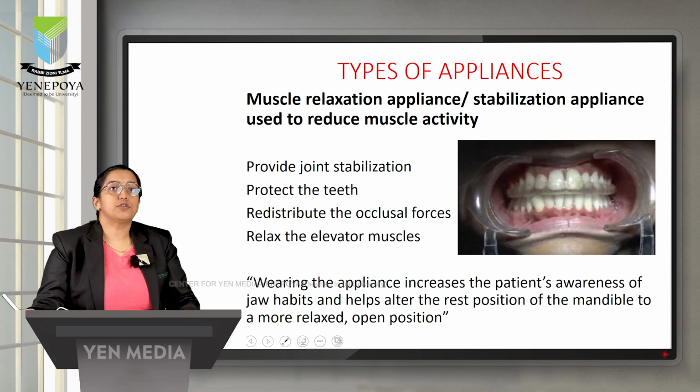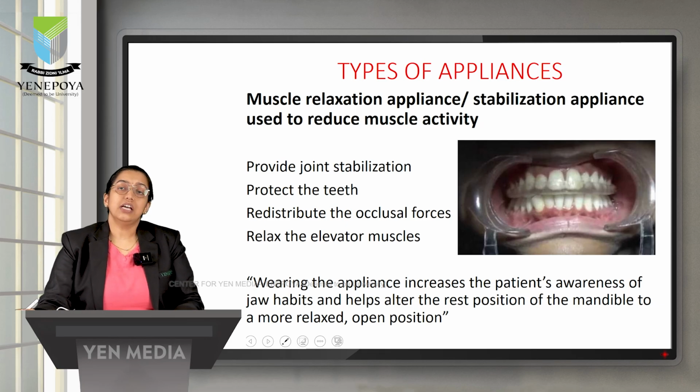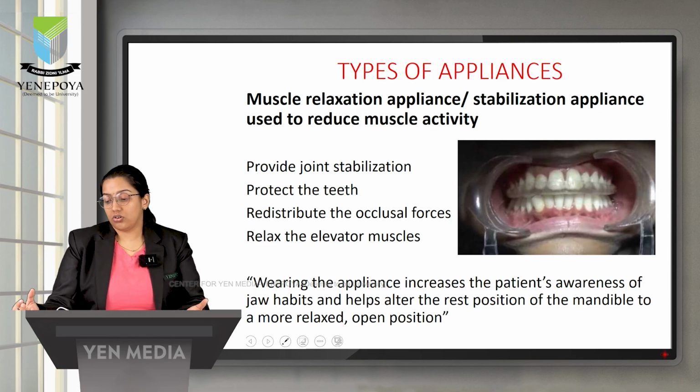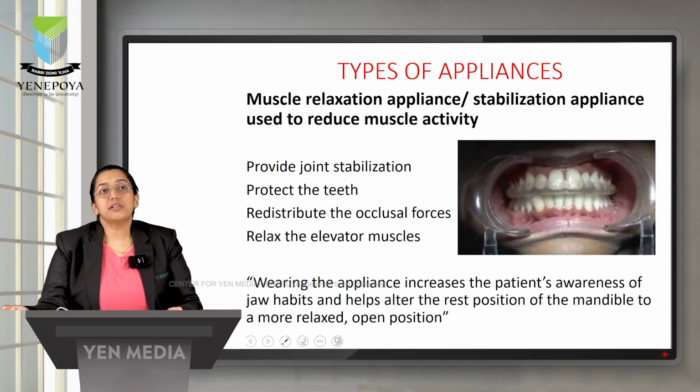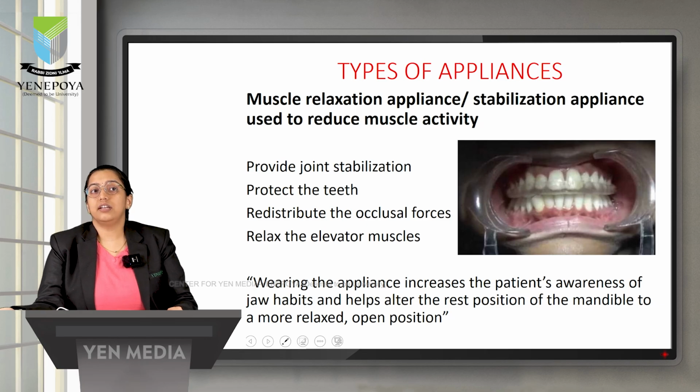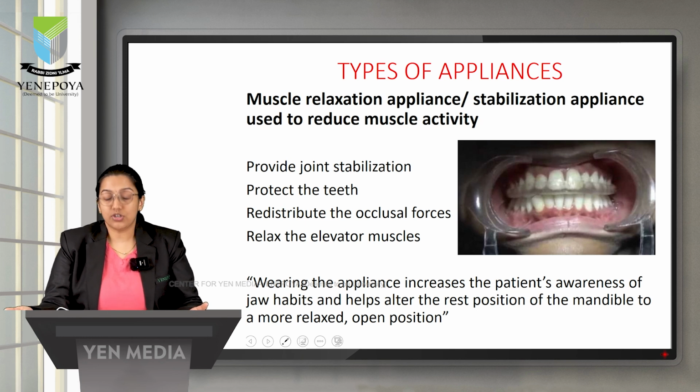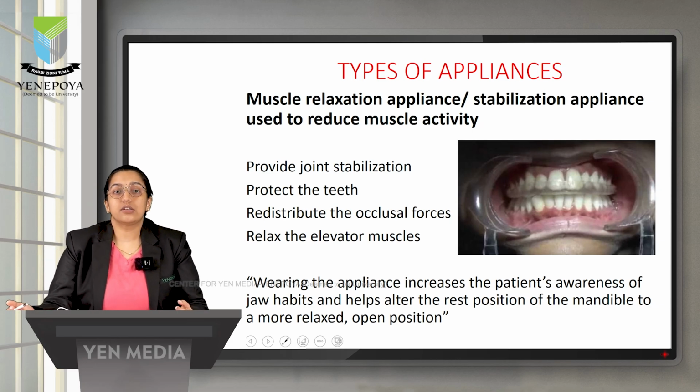Now, there are different types of appliances. One is the muscle relaxation appliance or stabilization appliance, which reduces the muscle activity. This can be given when it is a joint pathology in combination with a secondary muscle disorder. So, it gives joint stabilization, protects the teeth, redistributes the occlusal forces and relaxes the elevator muscles. Wearing the appliance increases the patient's awareness of the jaw habits and helps alter the rest position of the mandible to a more relaxed open position.